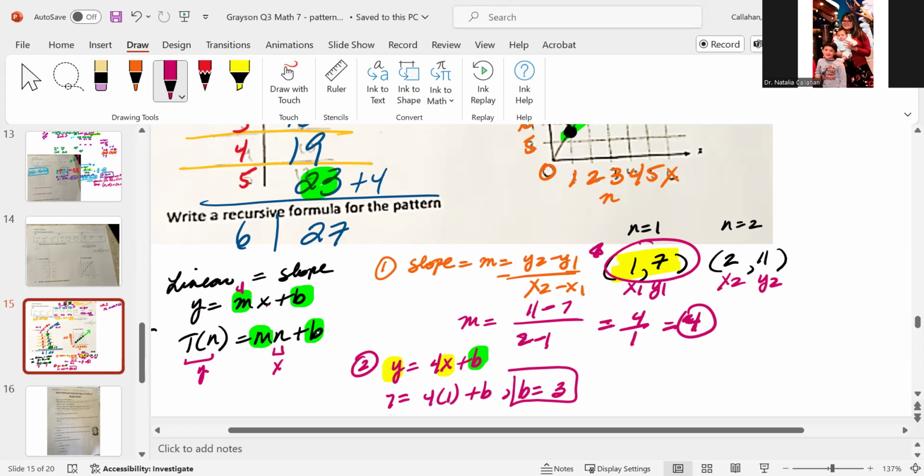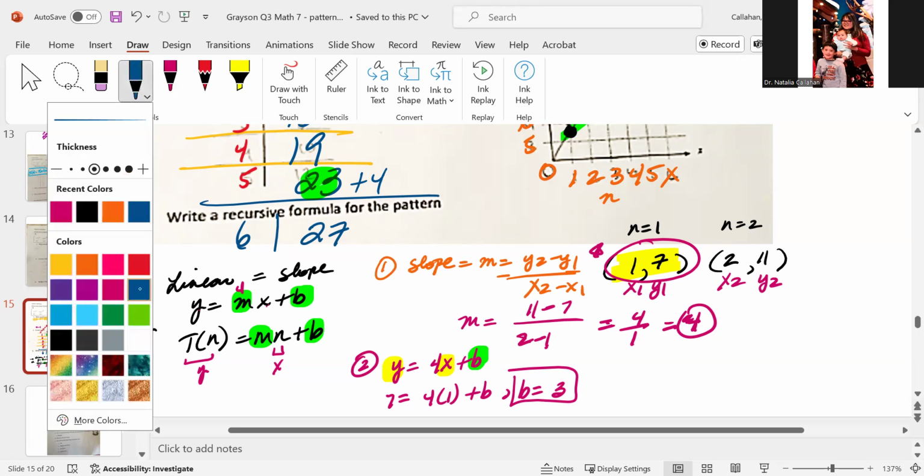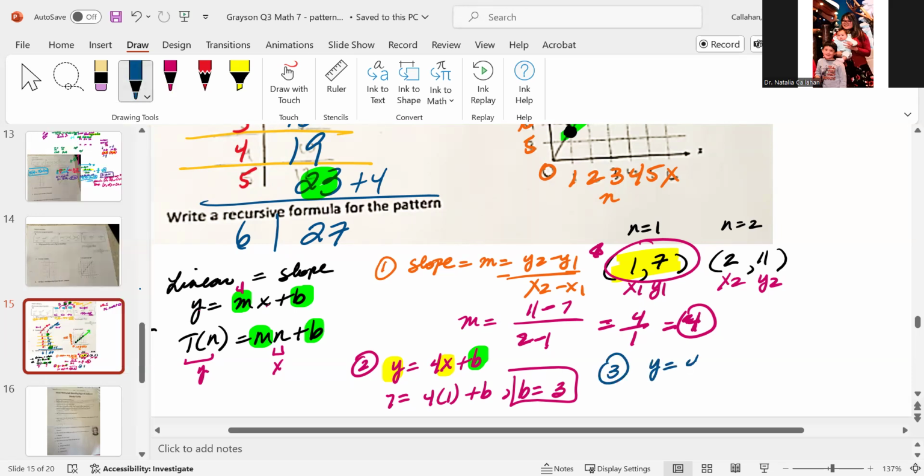You've done this before. Now that you have b right here, you can rewrite your equation. This is going to be your third and last step. You could say y equals 4x plus 3, or you could do t of n equals 4n plus 3, but this is your equation. Does that make sense?